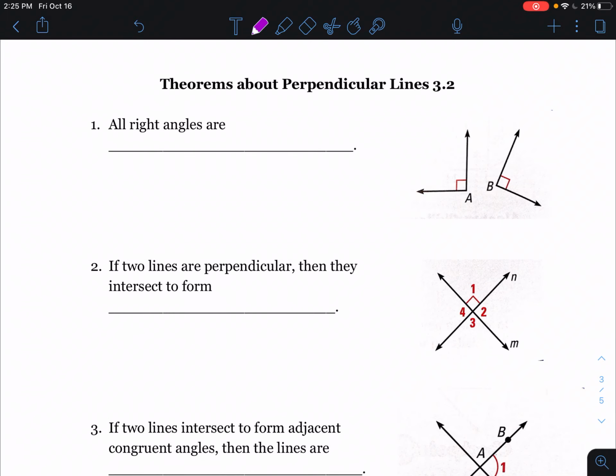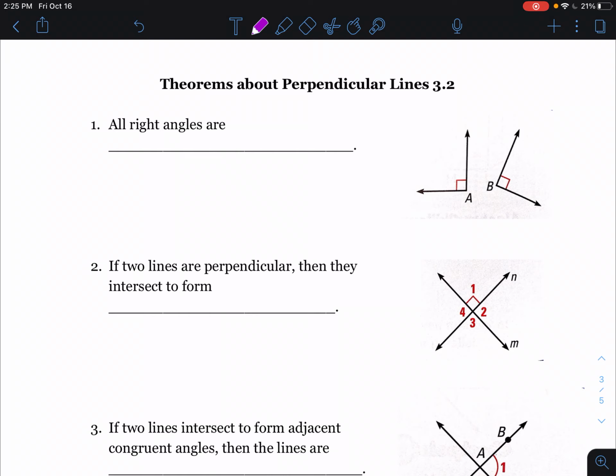All right, moving on to talking about some theorems about perpendicular lines. Now, a theorem could be used as a shortcut, but it's basically a statement that we accept as true. Theorems are shortcuts that we use to solve our puzzles. So let's get to naming some of these.